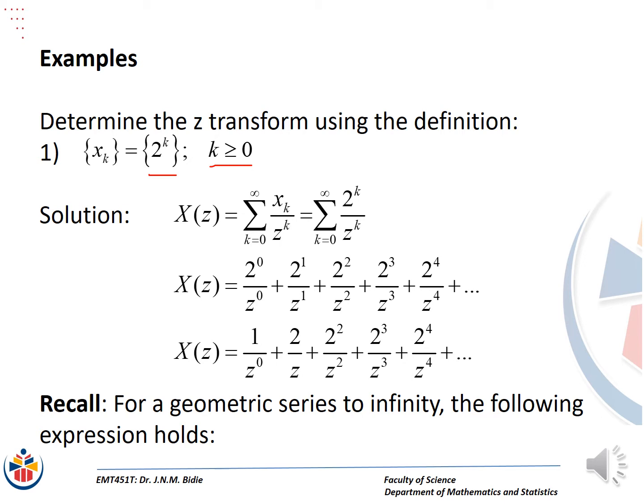Now we have to expand this series. Note that k starts from 0 onwards. So wherever there is k in that formula, we substitute the values of k. So we start with 0 and then 1, 2, 3, 4, depending of course on how far you've been asked to go. And therefore we have now a series, which is 1 over z to the power 0, 2 over z, 2 squared over z squared, 2 cubed over z cubed, and 2 to the power 4 over z to the power 4. Note that the first term is 1.